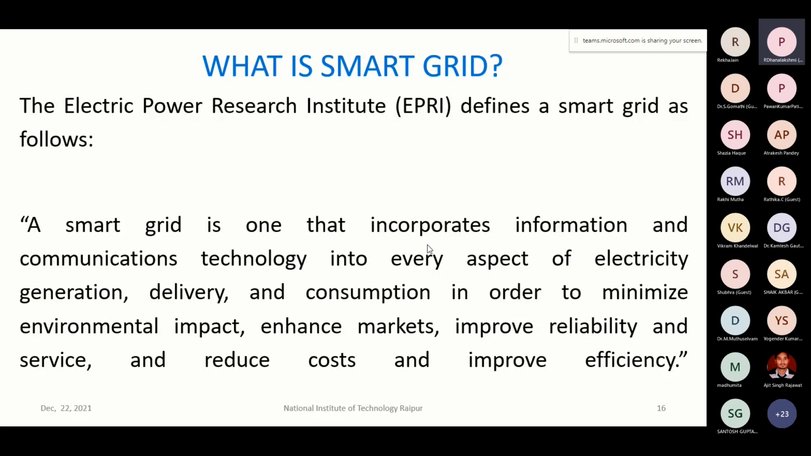So smart grid basically involves information and communication technologies at different levels of the power system network. The main aim is to improve the overall efficiency of the system, improve the reliability, and finally to reduce the cost.